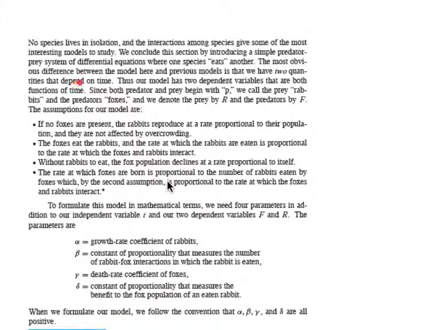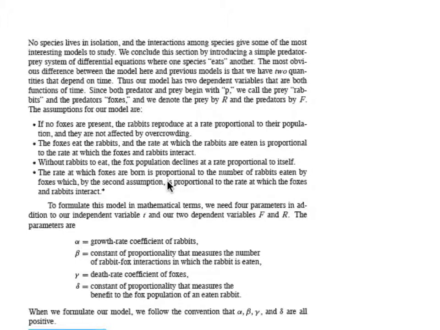The most obvious difference between this model and the previous things that we've done with our logistic equation is that we have two quantities that depend on time, and that's why it's called a system. Thus our model has two dependent variables that are both functions of time, and since both predator and prey begin with a P, we call the prey rabbits, and the predators are going to be our foxes. R represents our rabbit population, F represents our fox population. And here are the four assumptions.